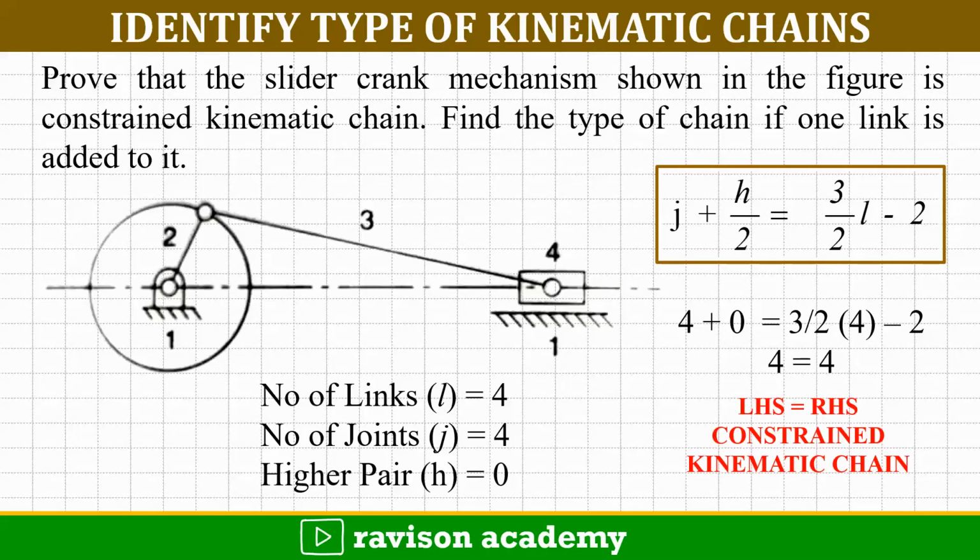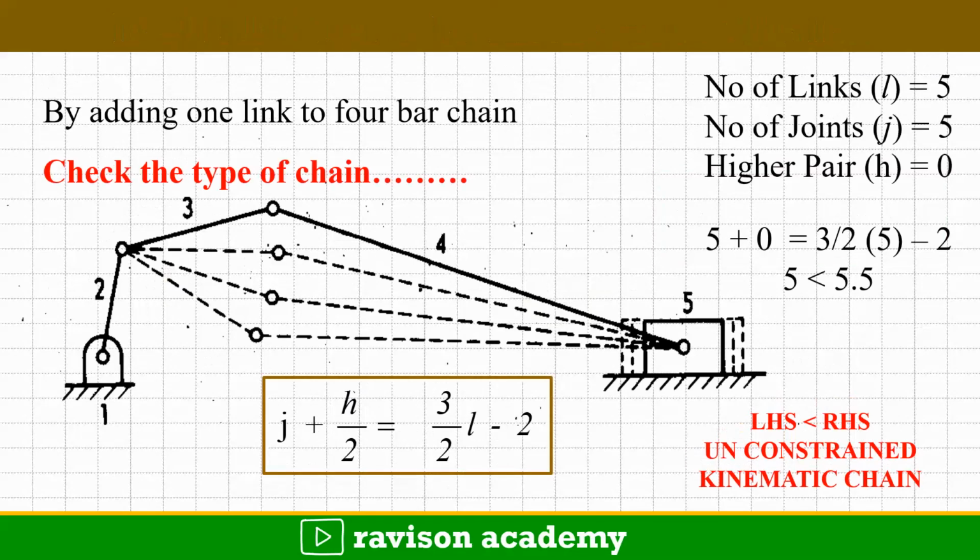Now adding one link to this chain, the number of links becomes 5 and number of joints is also 5 with higher pairs equal to 0. On equating, we get left hand side lesser than right hand side. So we classify this chain as an unconstrained kinematic chain. So from this problem, we can tell that by adding one link to the slider crank mechanism, the constrained kinematic chain turns into an unconstrained kinematic chain.